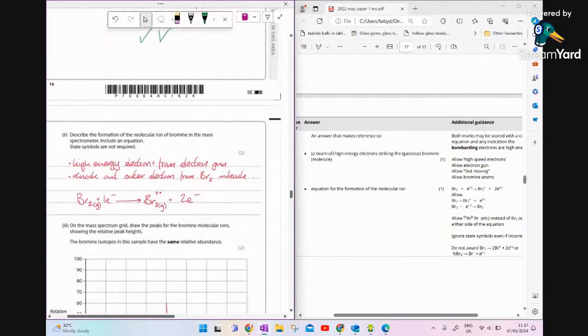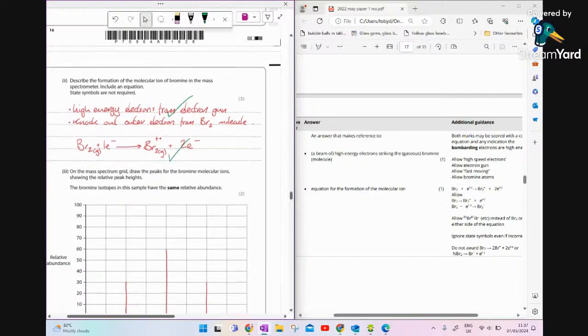Next. A high energy beam of high energy electrons striking the gaseous bromine molecule. Equation for the formation: allow high speed electrons, allow electron gun, molecular ion. Do they allow the dot? Don't really need it. Ignore state symbols. I won't include the dot next time because it probably confused the AS marker.